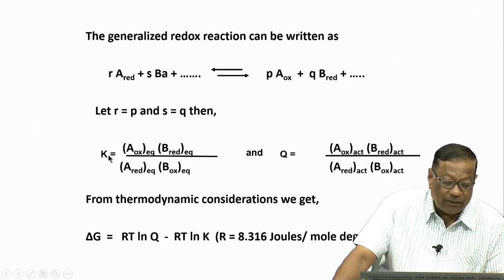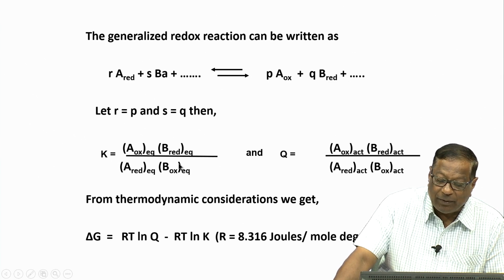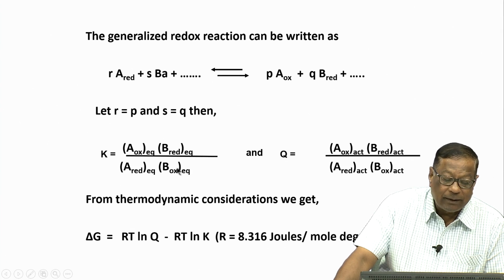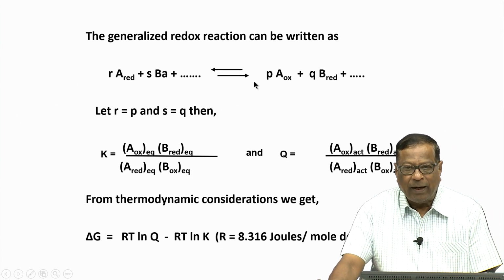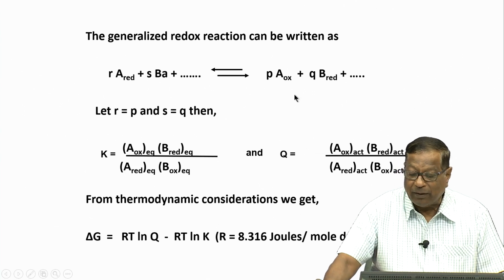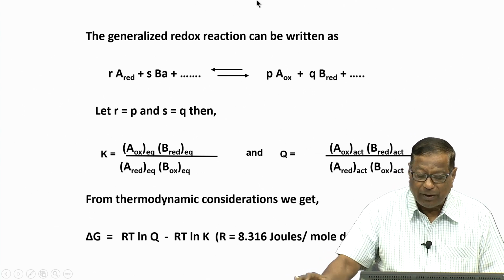I can write K is equal to the equilibrium constant, that I am writing as the product divided by the reactants: A oxidant and B reductant at equilibrium concentration, divided by A reductant and B oxidant at equilibrium concentration. So, this has to be a constant because both the forward and reverse reactions are occurring. After some time there will be equilibrium. This we have already discussed a number of times.